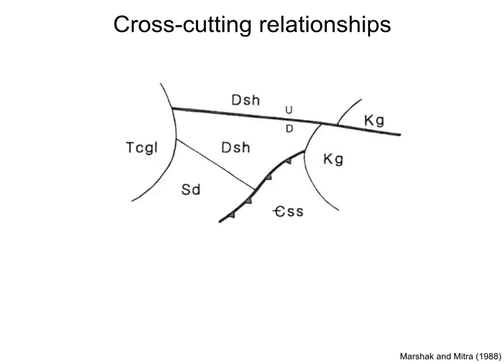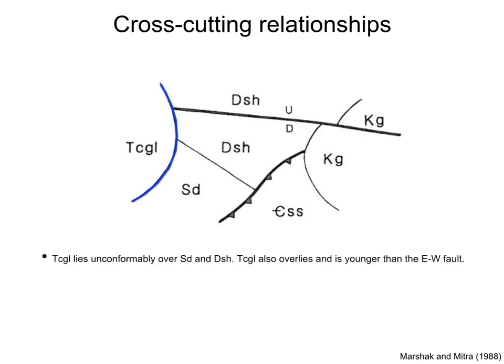Cross-cutting relationships tell us a lot about the order of events in an area. Let's look at this example. The stratigraphy is the same as in the previous example. The tertiary conglomerates rest unconformably over the Silurian and Devonian sediments. They also cover and are younger than the east-west fault. The Cretaceous granodiorite is older than the east-west fault, since it is offset by this fault. The Cretaceous granodiorite, however, is younger than the thrust.